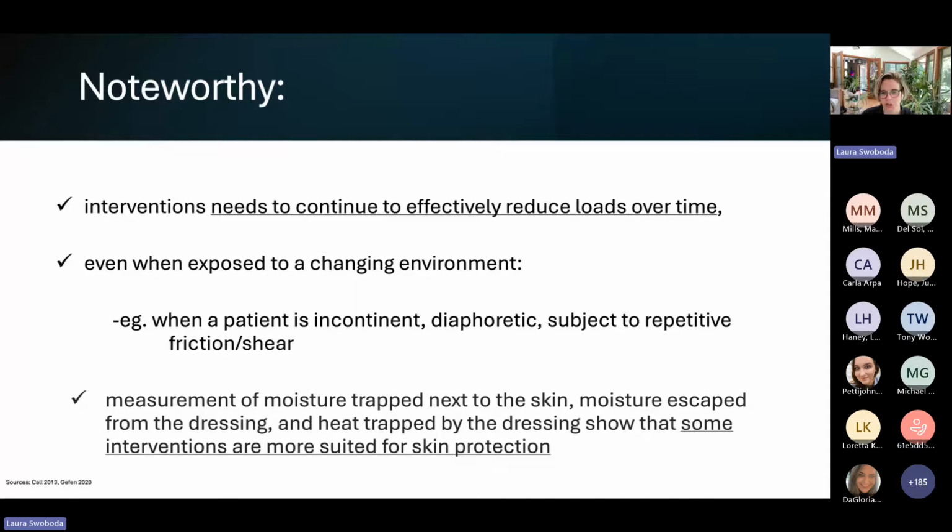The measurement of moisture trapped next to the skin, moisture escaped from the dressing, and heat trapped by the dressings show that some interventions are more suited to skin protection. So we're starting this whole research, now in just the last couple of decades, where we're not just looking at non-intact skin, that we're looking at prophylaxis.